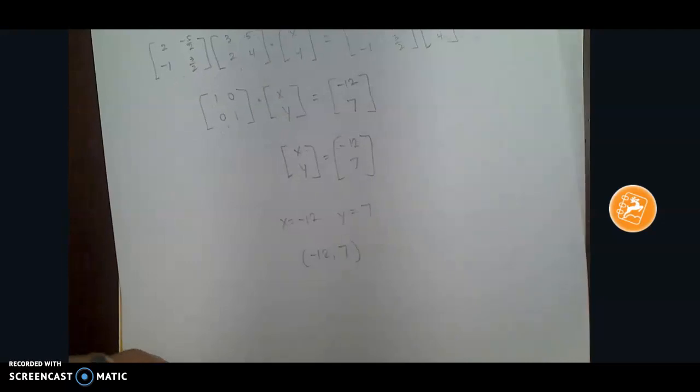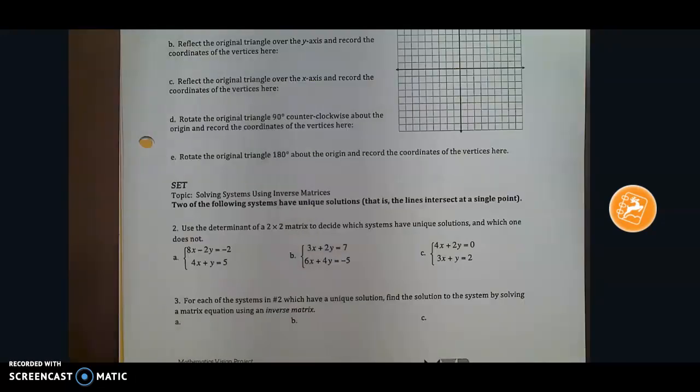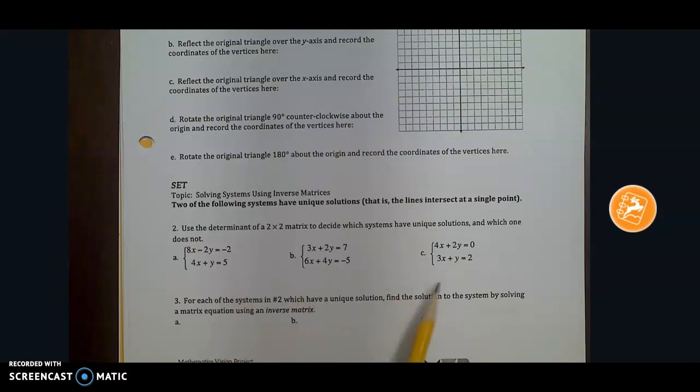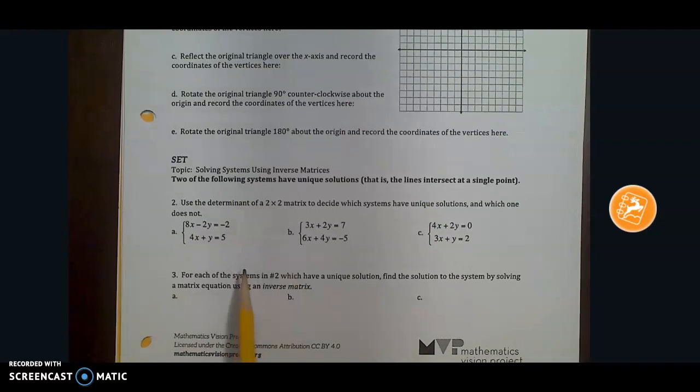Alright, that is it for the lesson. What you could do as a warm-up to get you ready for the homework is to try these problems from the set. Here they're asking you to use the determinant of these 2x2 matrices to decide which systems have unique solutions and which ones do not.